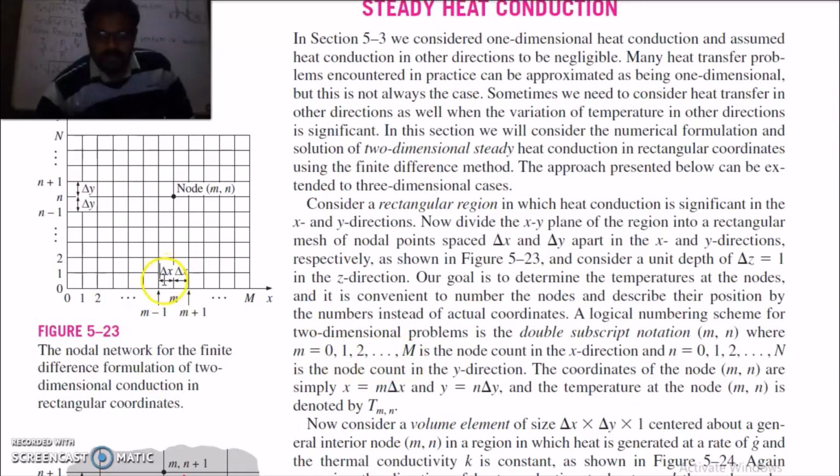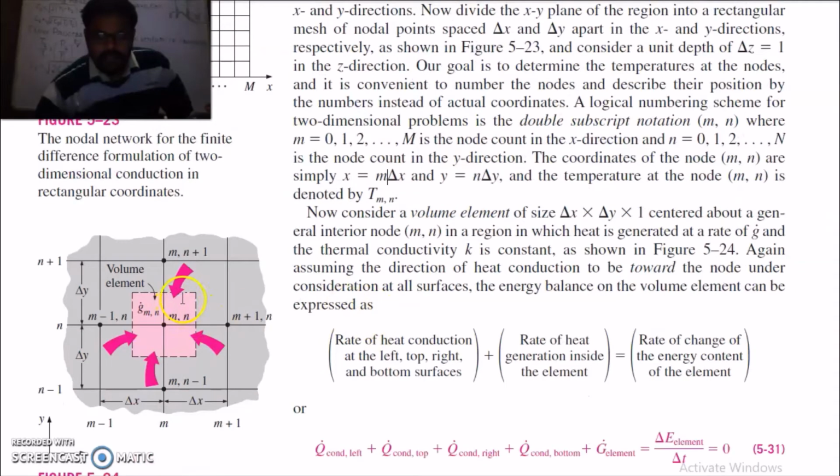So here you can find the x coordinate by the relation m times del x, and you can find y by multiplying the node number n with del y, and the temperature is represented by T(m,n). Now consider a volume element of size del x by del y around this (m,n) node in the region in which heat is generated at the rate of g. Again, assuming the direction of heat conduction to be toward the node under consideration on all surfaces, the energy balance of the volume element can be expressed as follows.